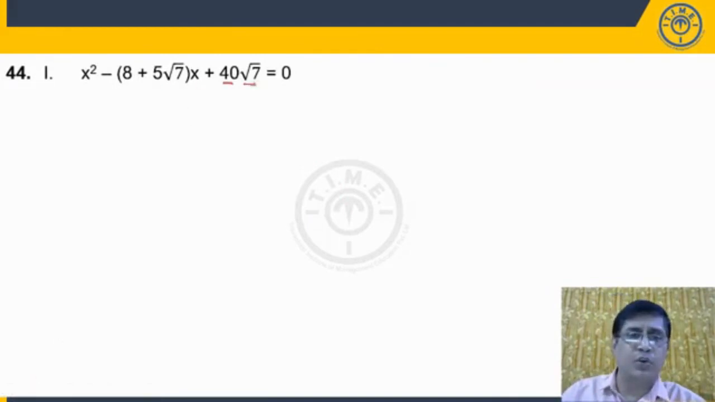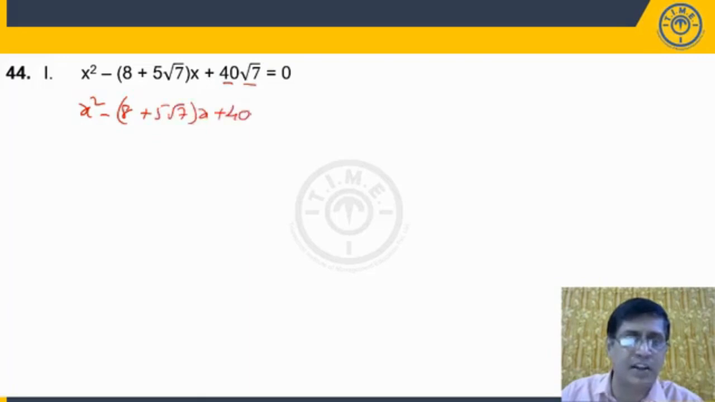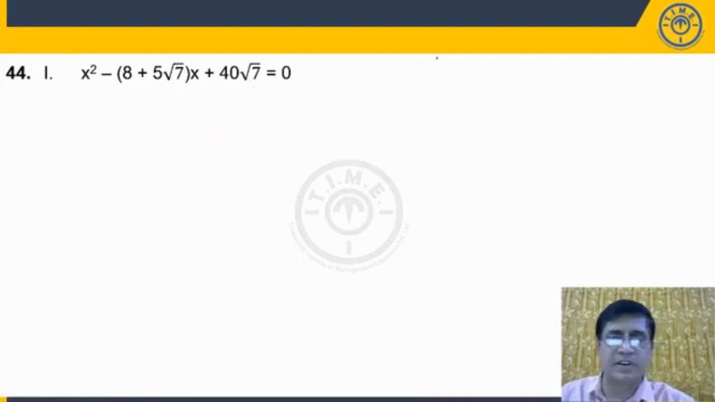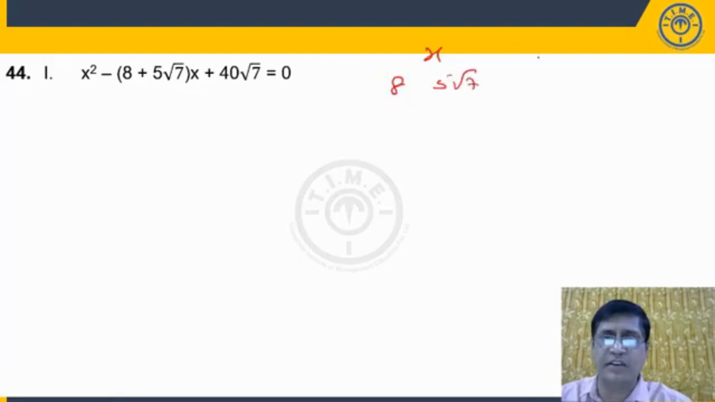Now 40 root 7. 40 means 8 into 5. So what is the discussion here? Now x square minus 8 plus 5 root 7 x plus 40 root 7. Now if we observe, 8 into 5, that is 40 and a root 7. So what are the roots of this? The roots of the first quadratic equation are 8 and 5 root 7.